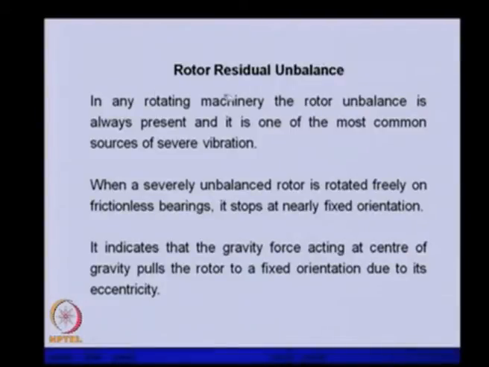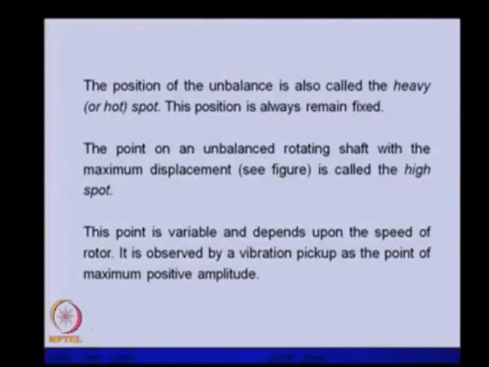In any rotating machinery, rotor unbalance is always present, and it is one of the most common sources of severe vibration in rotating machinery. When a severely unbalanced rotor is rotated freely on frictionless bearings, it stops at a nearly fixed orientation. This is nothing but the static balancing of the rotor. It indicates that the gravity force acting at the center of gravity pulls the rotor to a fixed orientation due to its eccentricity. This we already discussed regarding the static balancing of a practical rotor.